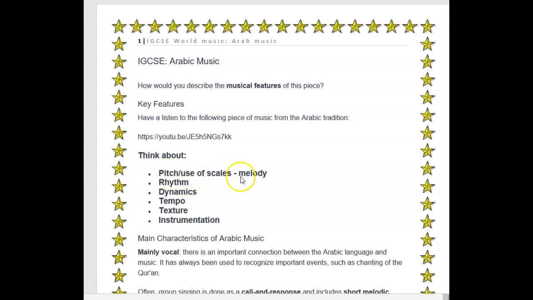So the melody in the Arab world, I call the maqam. The rhythm can be quite complicated. I usually have hand clapping with that, percussion instruments, the dynamics up to the performer. The tempo can change in the middle of songs. The texture can be a monophonic song. We have a lot of heterophony in the Arab world. We can hear call and response maybe.